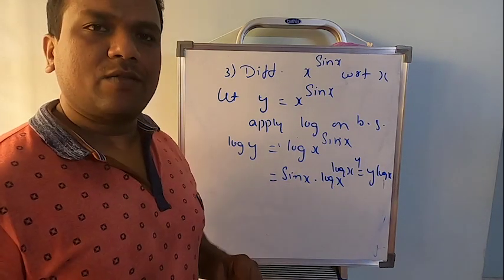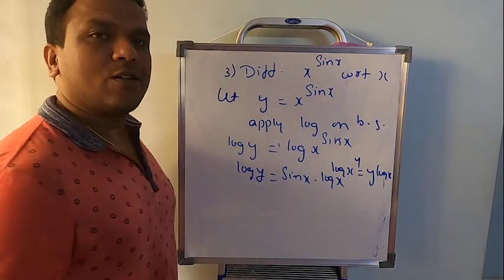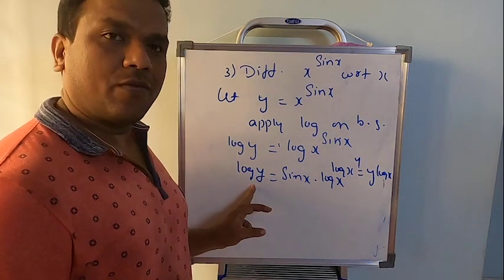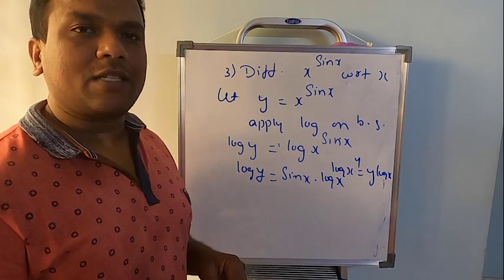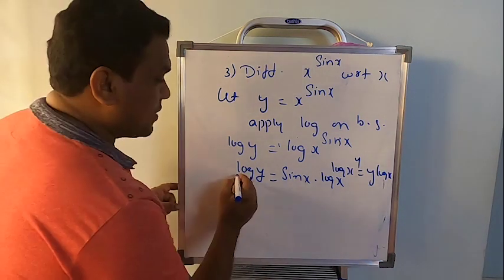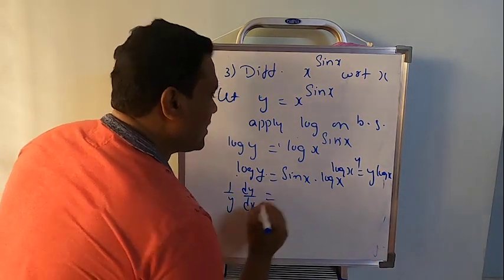Now differentiate both sides with respect to x. Students, remember, the left hand side is log y, that means it's a function of y, but we are differentiating with respect to x. Differentiation of log x with respect to x is 1 by x. But what is the differentiation of log y? 1 by y multiplied by dy by dx.